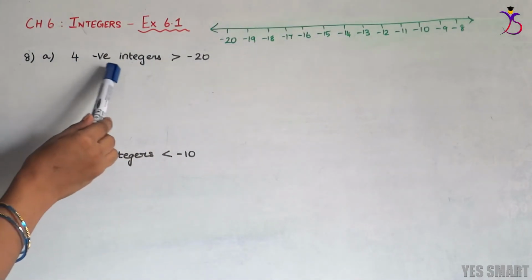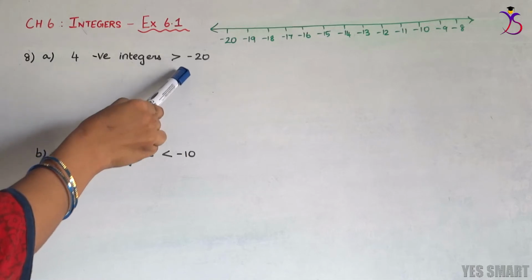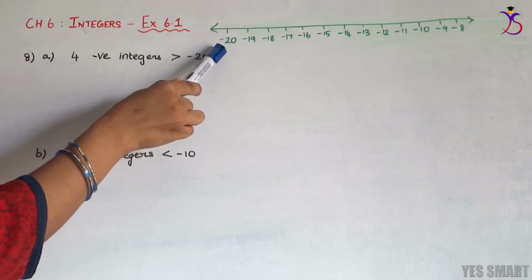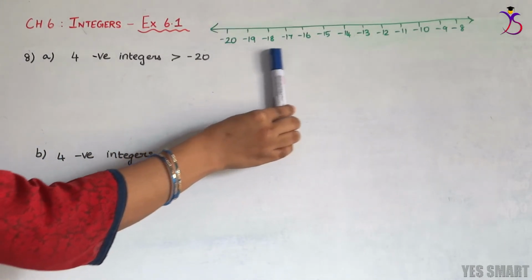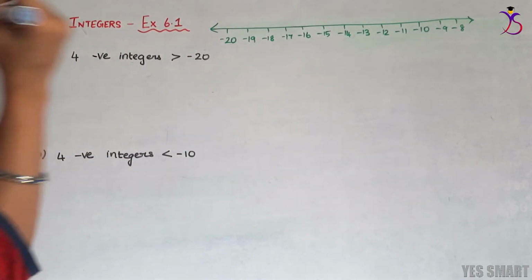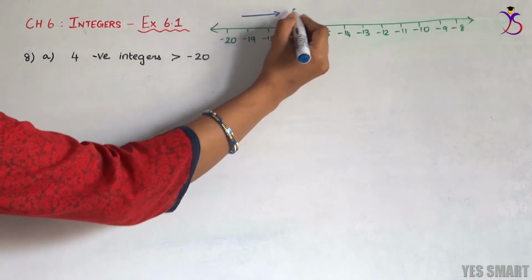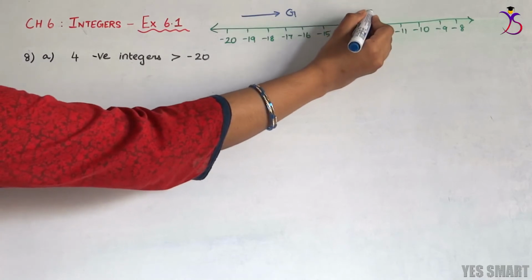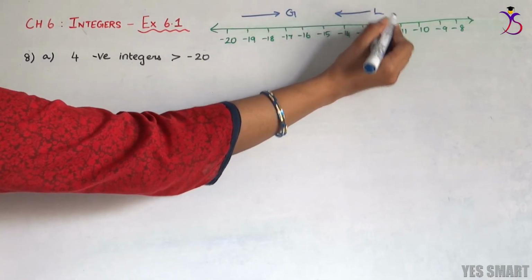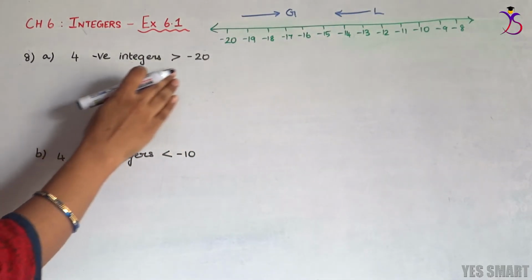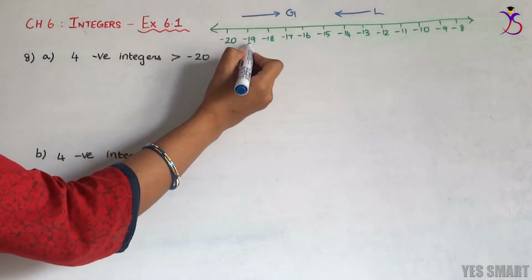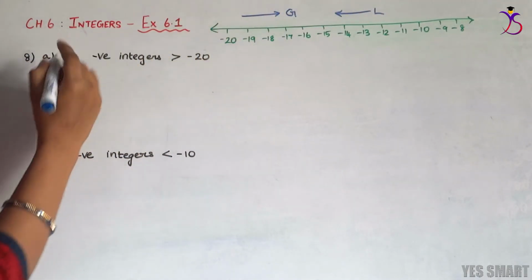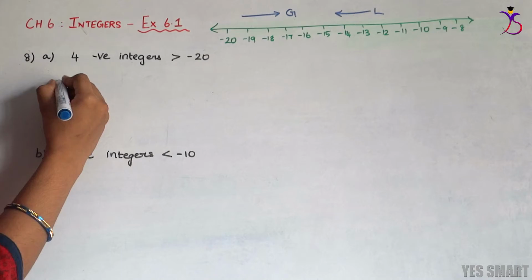Now the 8th sum, A subdivision: 4 negative integers which are greater than minus 20. So we are asked to write any 4 negative integers which are greater than minus 20. Therefore, in the number line, minus 20 is here. If we go in this direction, everything is a greater number. That is, if we are moving in the right hand side direction, we will have greater values. If we are moving in the left hand side direction, we will have lesser or lower values. Therefore, starting from minus 20, I can write any numbers in this direction.